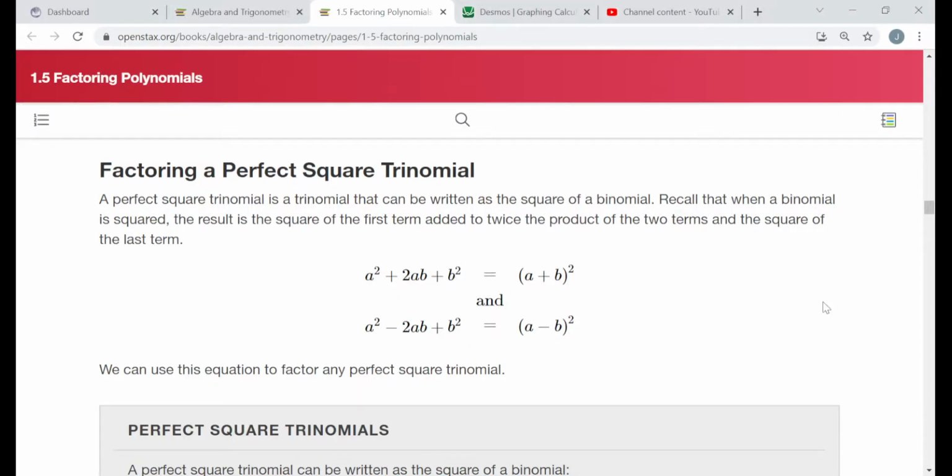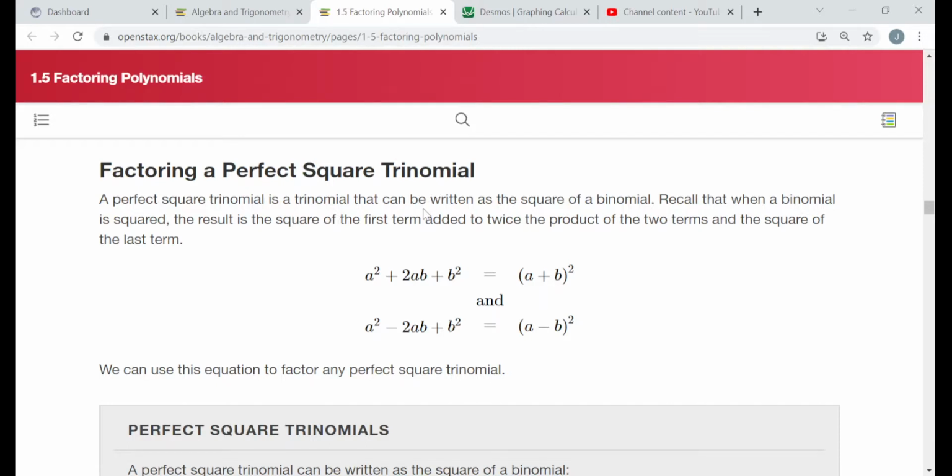Every example I'm going to be doing in this video is taken directly from a free online textbook at openstax.org, in their Algebra and Trigonometry text, section 1.5, Factoring Polynomials. I'll be under the heading, the objective, factoring a perfect square trinomial.